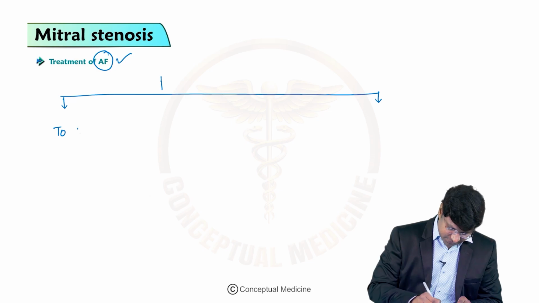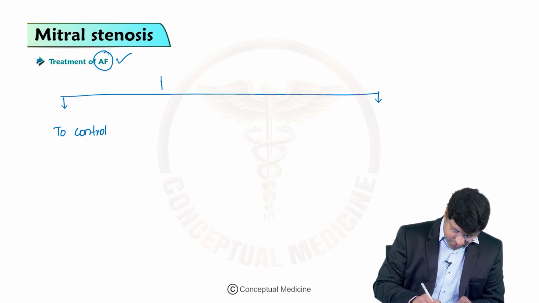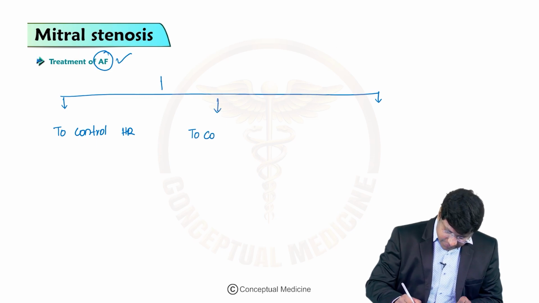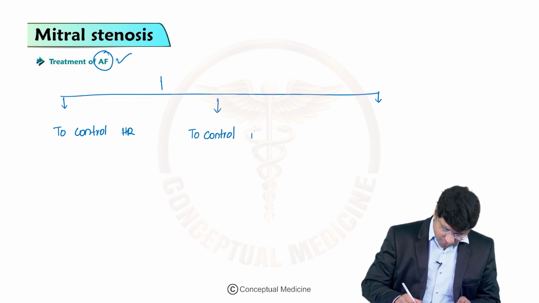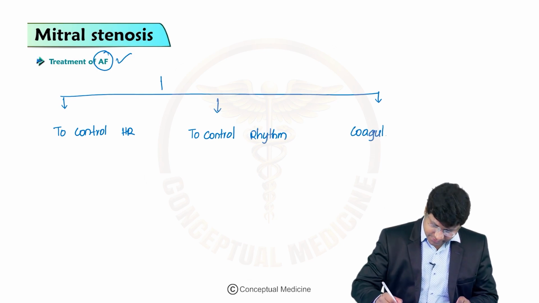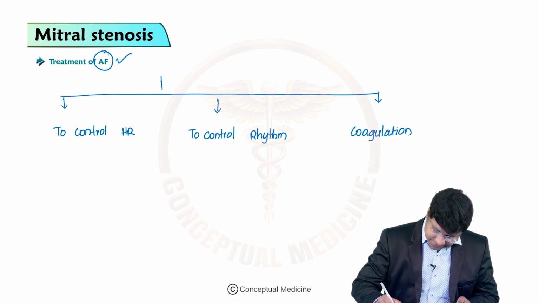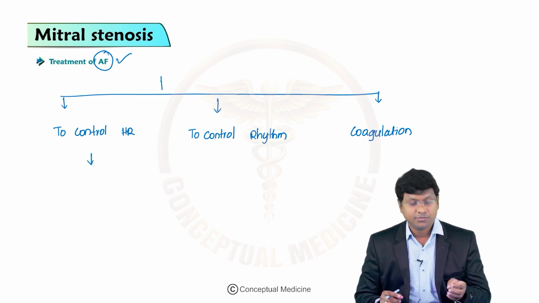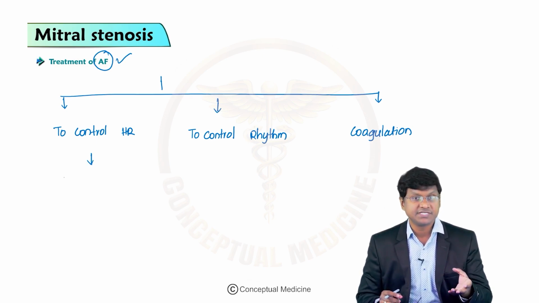That includes the drugs to control the heart rate, the drugs to control the rhythm, and the drugs to prevent the coagulation. Because in these individuals, there is thrombus formation, and this particular thrombus will shower emboli whenever it is dislodged.